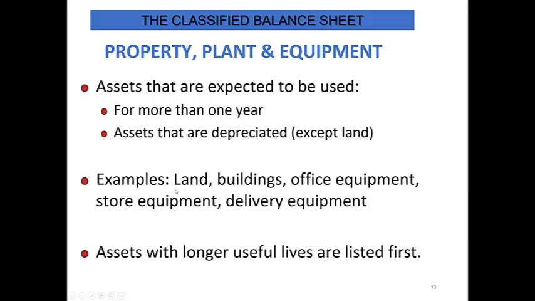So some examples: land, building, office equipment, store equipment, delivery equipment. Those are pretty easy to identify. So the assets with the longer useful lives are typically listed first, if you can tell what those are. Most often land is going to be listed first if there is any land that is owned by the company.